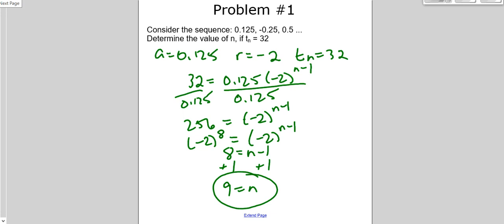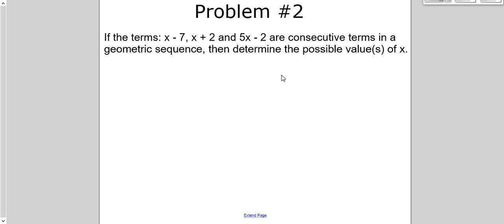All right, so one more problem to look at. What if we had x minus 7, x plus 2, 5x minus 2 as our 3 terms? And I know that's certainly weird because they're algebraic. Can we figure out what our possible values of x are? Okay, this is where we want to use what we know about ratios. So we know with ratios, we can divide 2 consecutive terms.